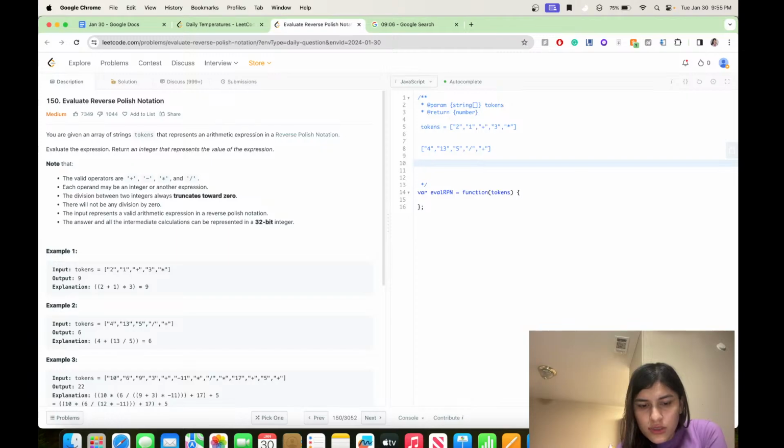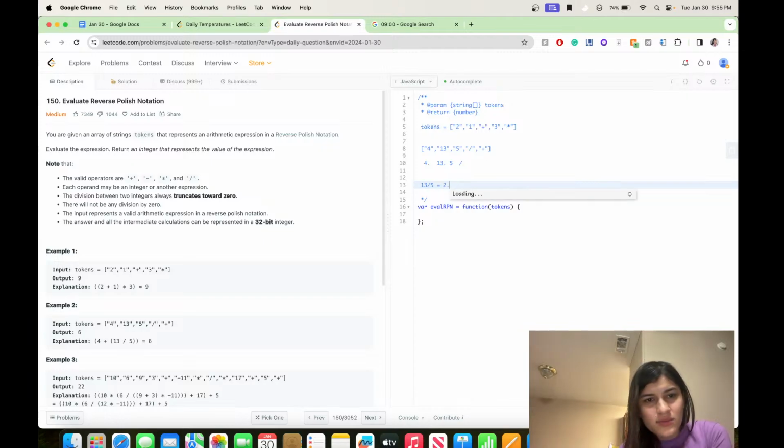And if it is 4, 13 and 5 and divide, right? So it means 13 divided by 5. Whenever I get any operator, I need to perform that operation on the last two numbers. What is 13 divided by 5? 2 point something. It always truncates towards 0. Is it 2 only then?